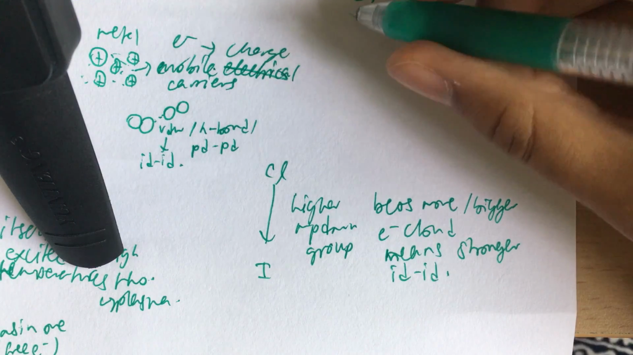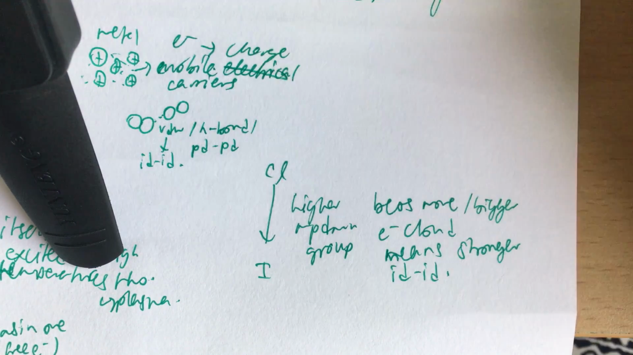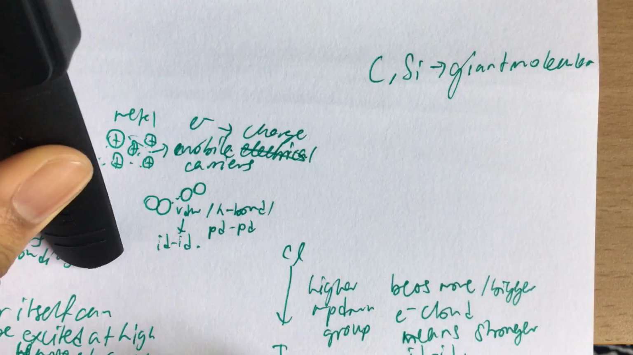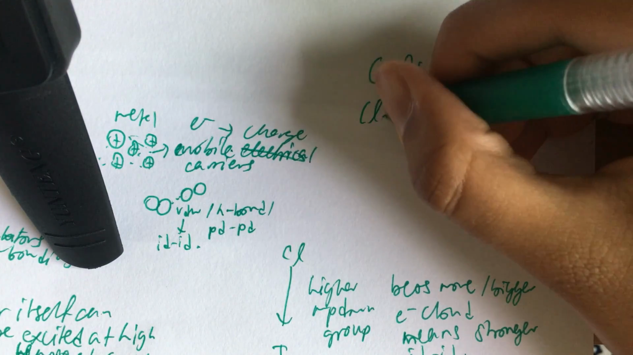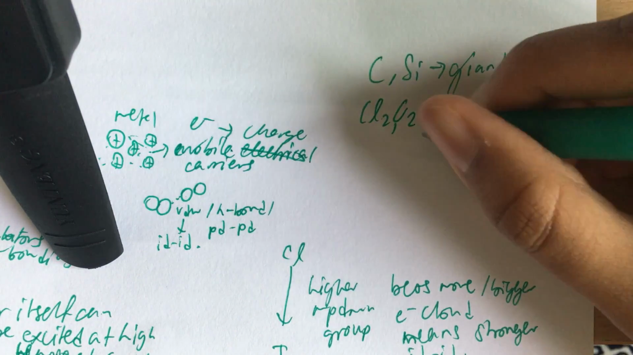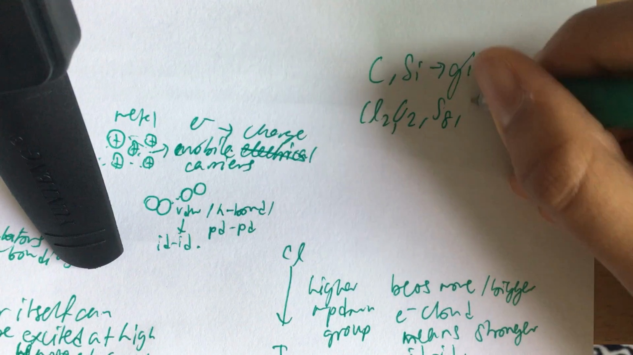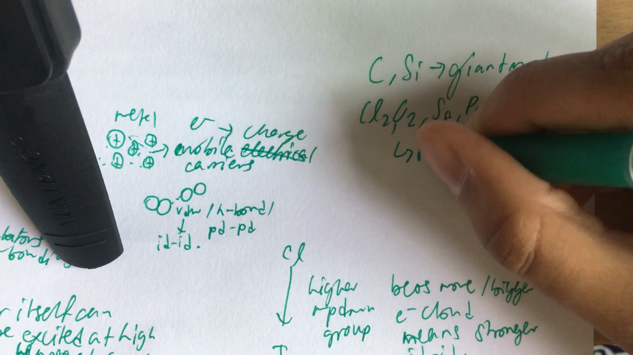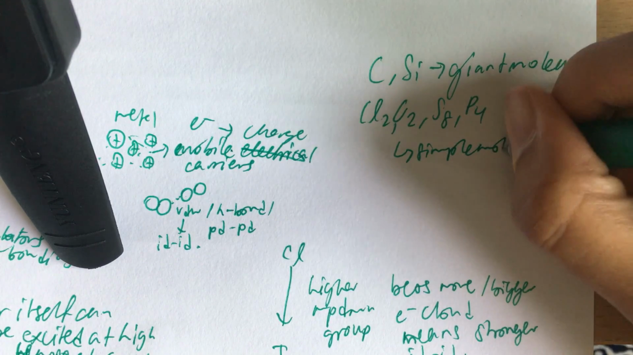A simple molecular would be the kind of smaller molecules like Cl2, O2, N2, or even phosphorus P4, sulfur S8 is not that big. There's not that many molecules in it. So those rely more on van der Waals bonding.